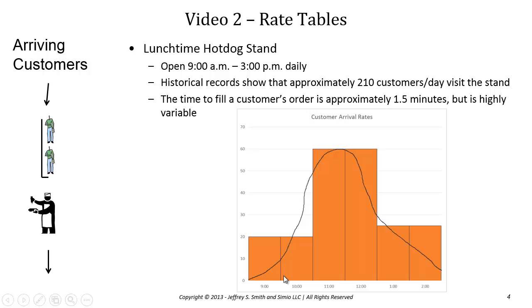What we will do in our model is approximate this continuous function by using these hourly rates. Between the hours of 9 and 11 we have an arrival rate of 20 customers per hour, between 11 and 1, 60 customers per hour, and between 1 and 3, 25 customers per hour. If you add that up, we have 20 and 20, 60 and 60, 25 and 25, and that is our 210 customers per day. So let's get started with our model.